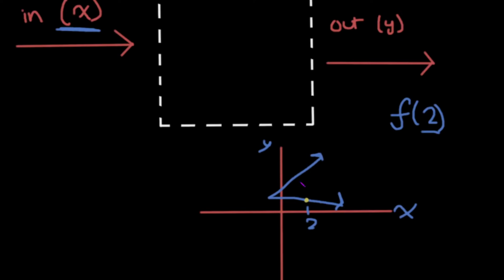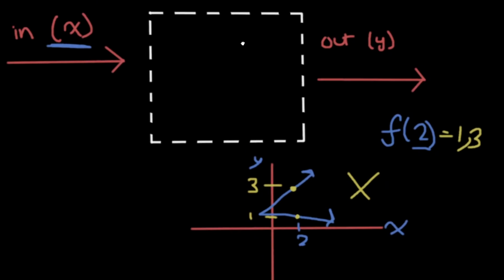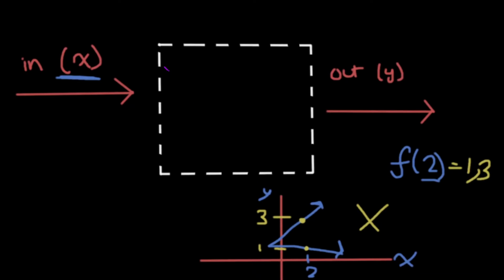You have f right here as 2 and f right here as 2. So let's say this is 1 and this is 3. So right here, f is equal to 1 and 3. You can only have one output, so this is not a function. Alright. Generally speaking, functions are usually in functional notation, which is f of x.